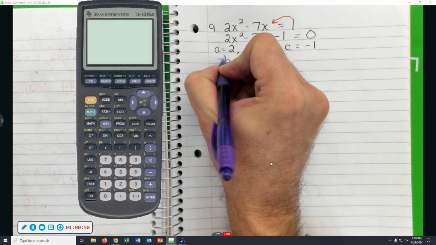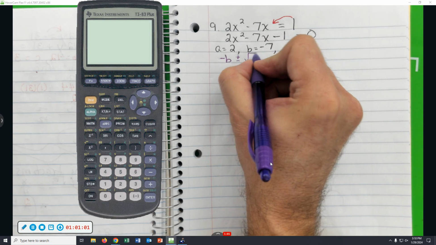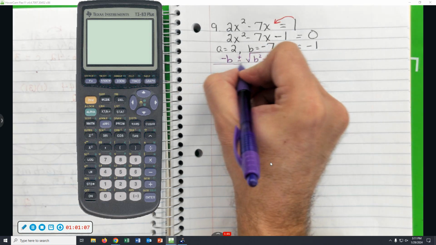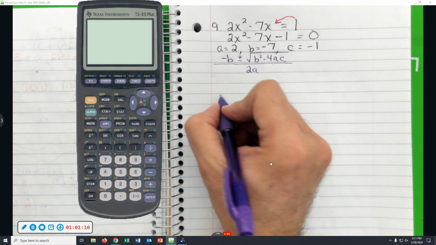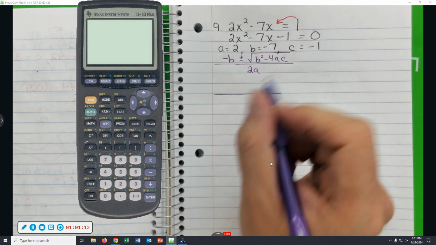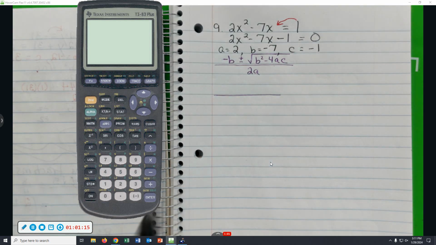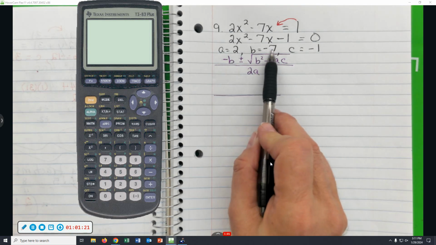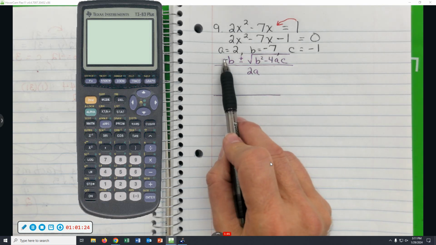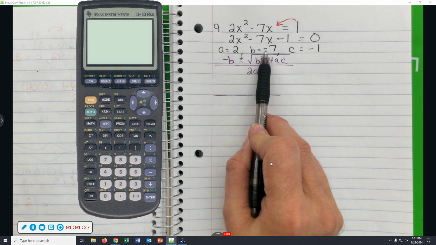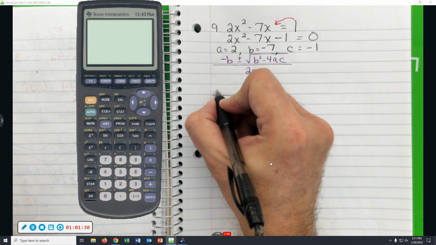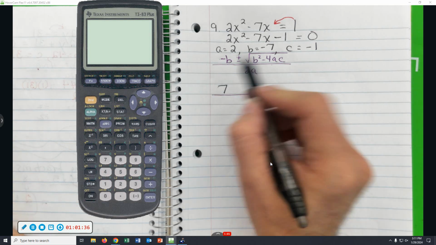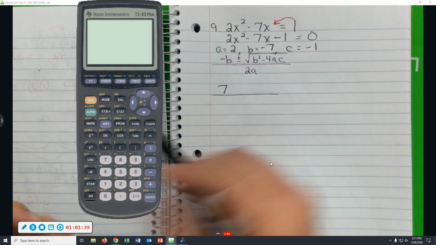Negative b plus or minus the square root of b squared minus 4ac all over 2a. Okay. So to get started, if I replace the b with a negative 7, what's negative 7? Positive 7. The negative b just means change the sign on b. Since b is negative 7, negative b is positive 7.